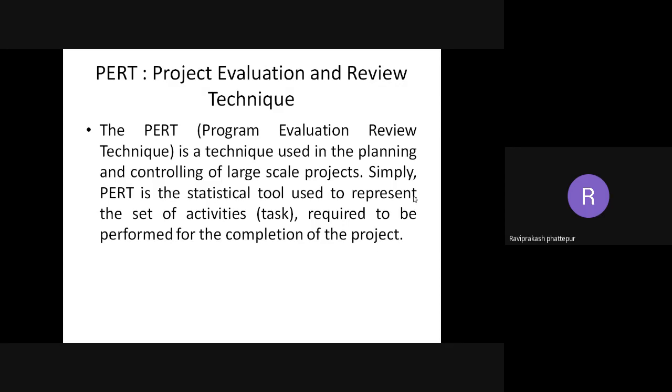So this is PERT, project evaluation and review technique. What is this PERT? PERT is a technique used in the planning and controlling of large scale projects. You might have seen that government calls for a tender. For any government project, a tender is called. In that, the cost has to be mentioned, the duration has to be mentioned, or they will be mentioning the duration.